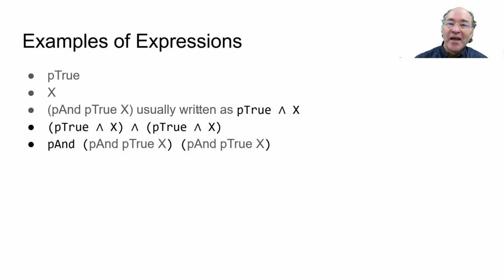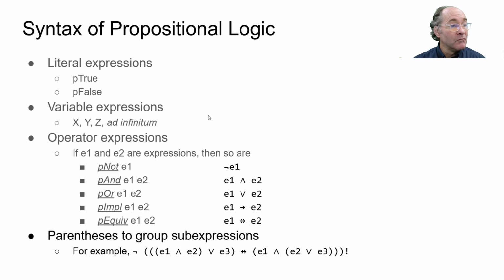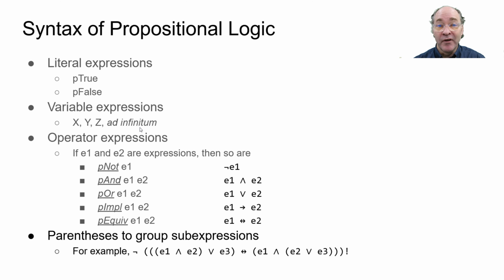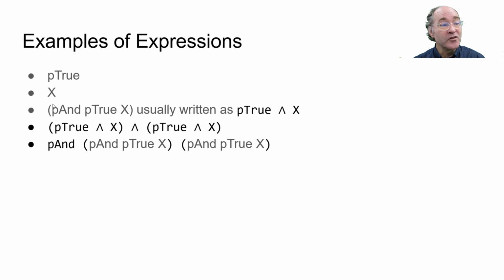Again, here are some simple examples of syntactic expressions in this language. P true, right? That's at the top. It's a literal expression. X, that's an expression because it's a variable expression. So we have that P true is an expression and X is an expression. So we can build a larger expression out of those two smaller expressions.